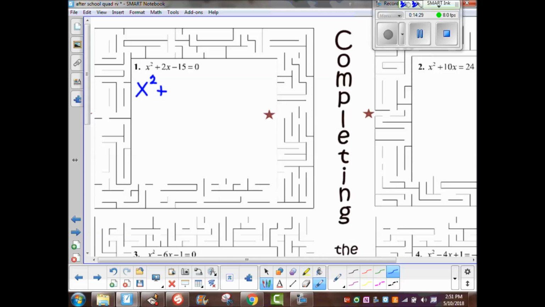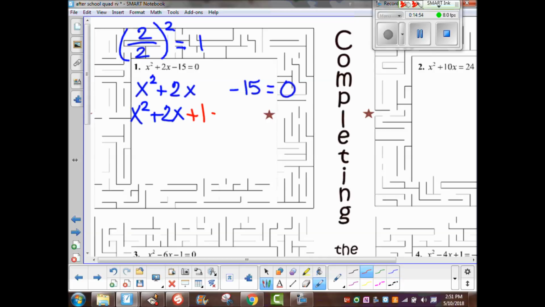So I start out x squared plus 2x. I give that constant a shove to give myself some space so I can start to make my perfect square trinomial. So now my b is 2, so I'm going to take half of b and square it, so that gives me 1. So I say x squared plus 2x, I add 1 and subtract 1, minus 15 equals 0. And I'm doing that so I can set up that perfect square trinomial now, and I can factor it. Easy.